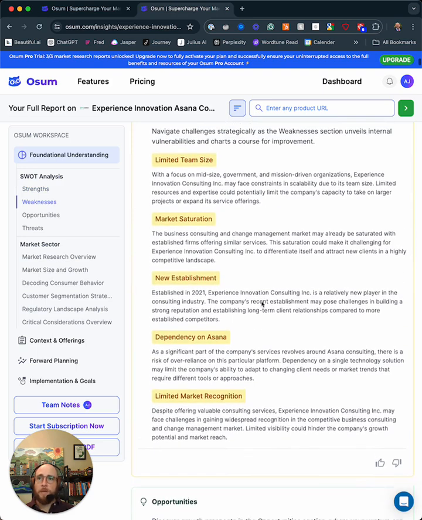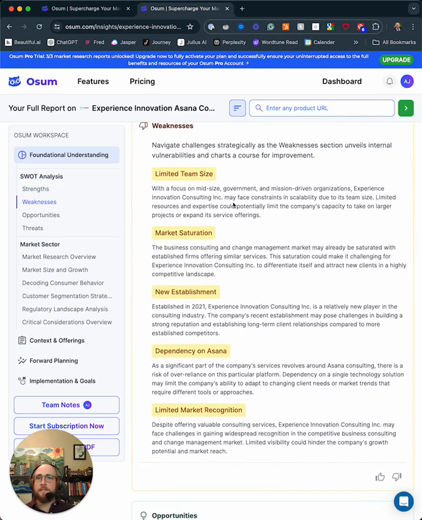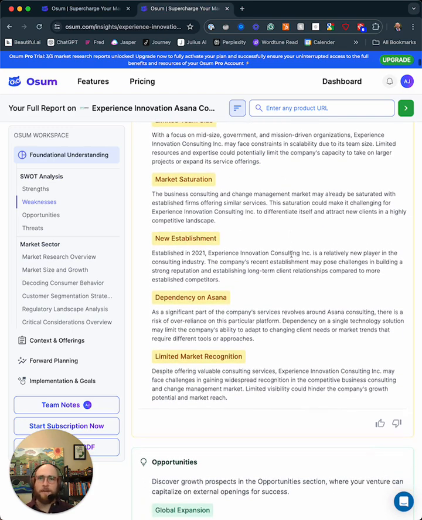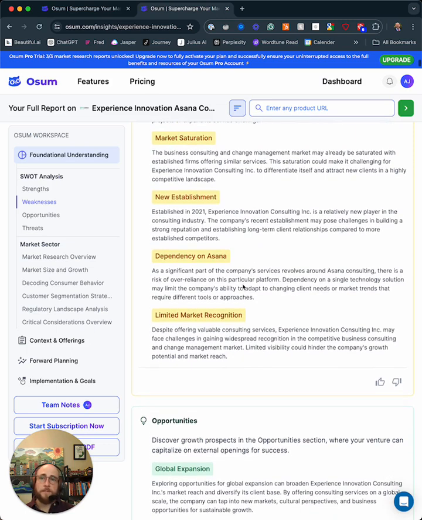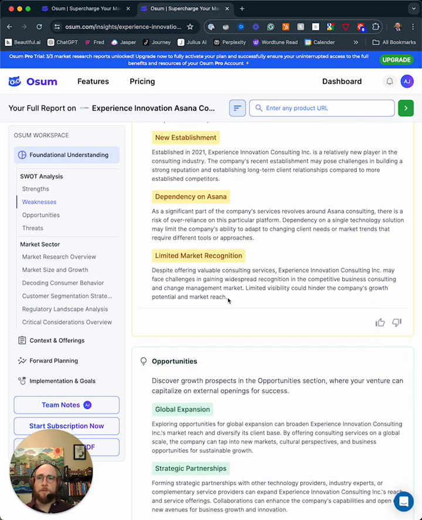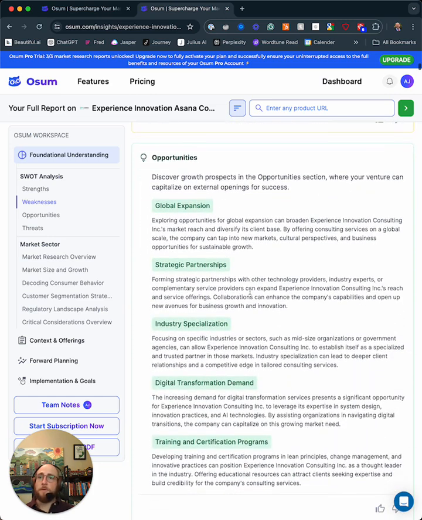Next piece is around weaknesses. Limited team size. Yes, we know that. We offset that using agents as well as freelancers and consultants. So that's good. Market saturation. Yeah, nothing really new. New establishment. Okay, interesting, 3 years old. I see where you're coming from. Dependency on Asana. I like this piece of feedback. I thought this was quite valuable. And then the other piece was limited market recognition. This, of course, is a challenge for most smaller consulting firms. So as we grow, definitely a good opportunity for us.